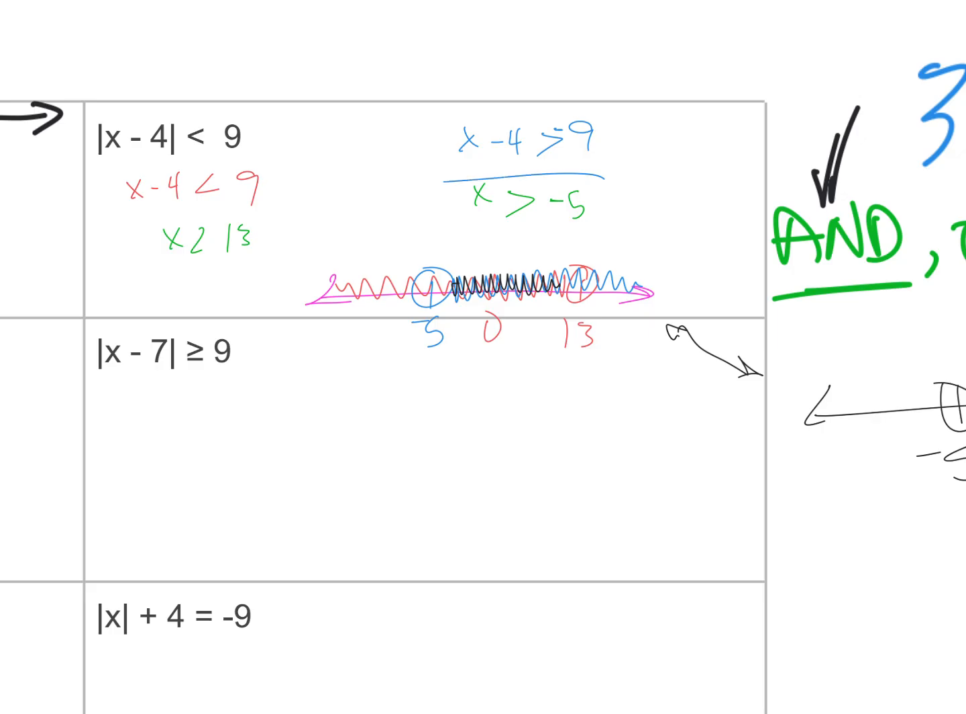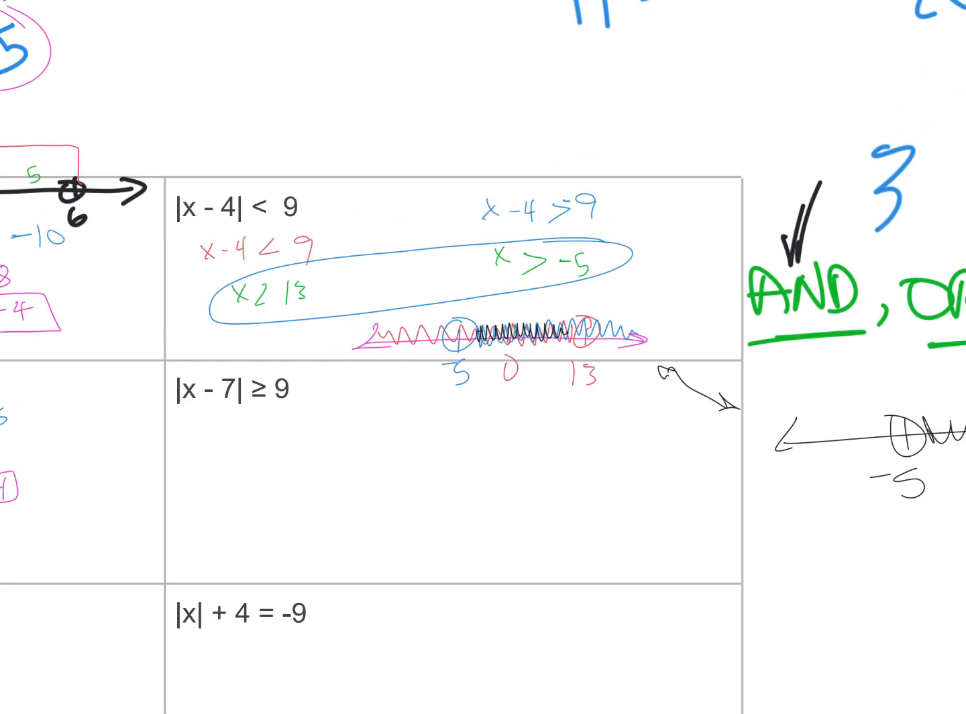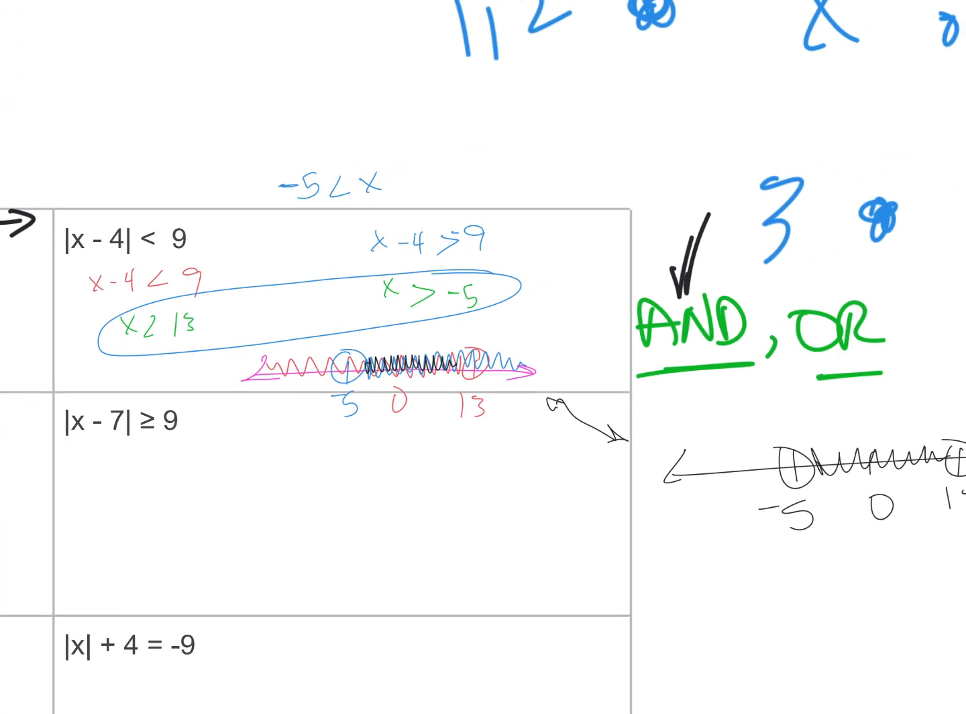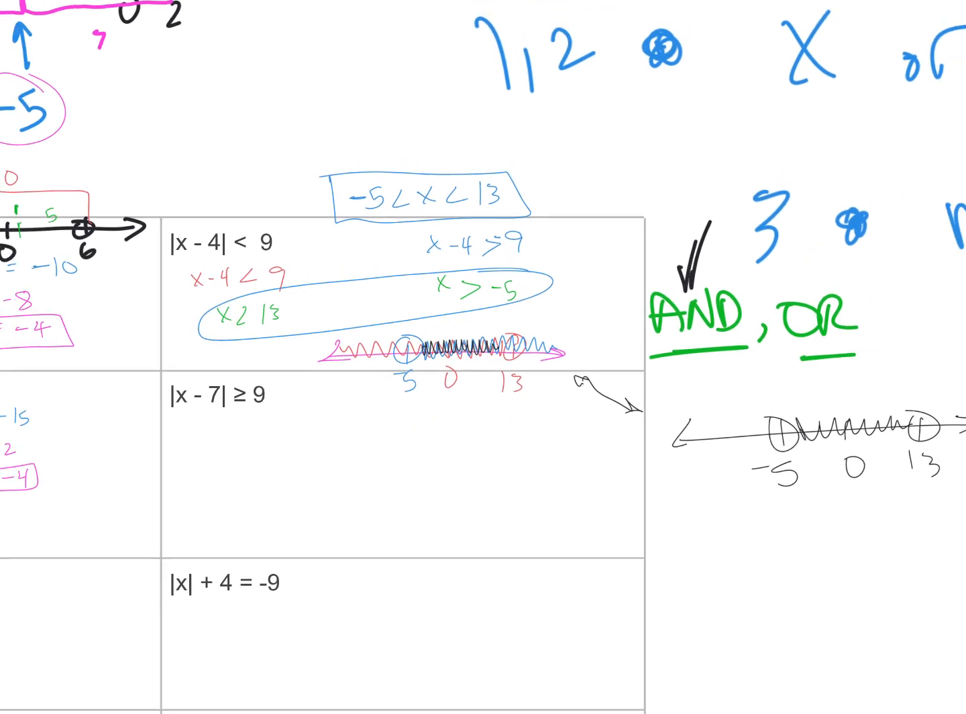Another way you can know that is if you tried to combine these into a compound inequality, it would look like this. Negative 5 is less than x. By the way, that's just this one flipped around. And then we keep going. That's less than 13, which is just copy pasted right there, right? This is what an and looks like. If this were an or, it would not follow that format. They'd be going different directions and things like that.